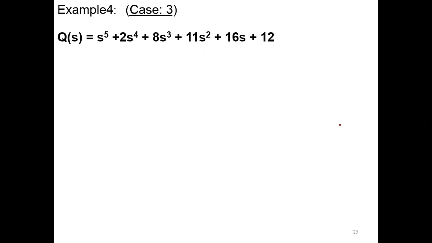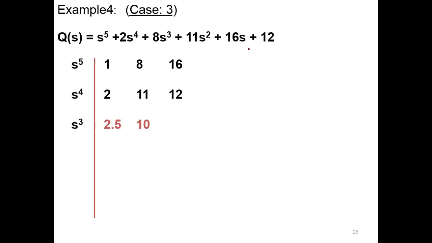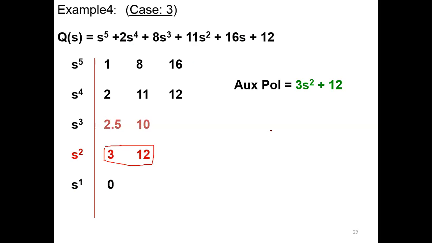Let's take the fourth example. Taking the first row 1, 8 and 16. The second row will be 2, 11 and 12. Solving the Routh table, we get a row of 0 here. The auxiliary polynomial will be from the above row, 3s square plus 12. The derivative of the auxiliary polynomial will be equal to 6s. So we will replace 0 with the 6.